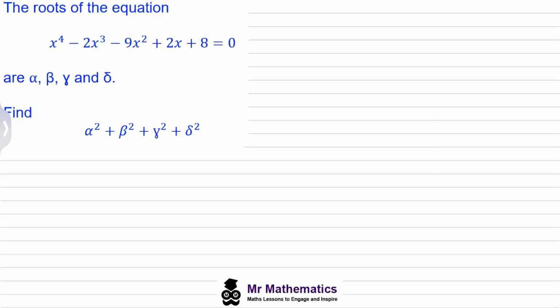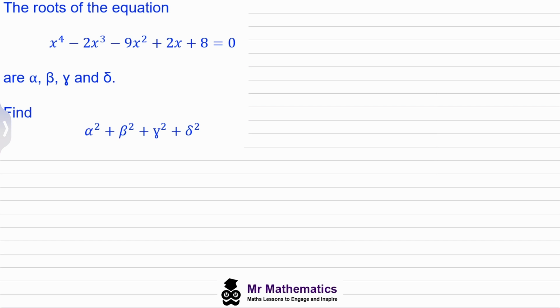Hi everybody. So in this video, we're going to look at the expressions with roots of polynomials for this quartic equation. We've been told its roots are alpha, beta, gamma, and delta. We've been asked to find the expression alpha squared plus beta squared plus gamma squared plus delta squared.